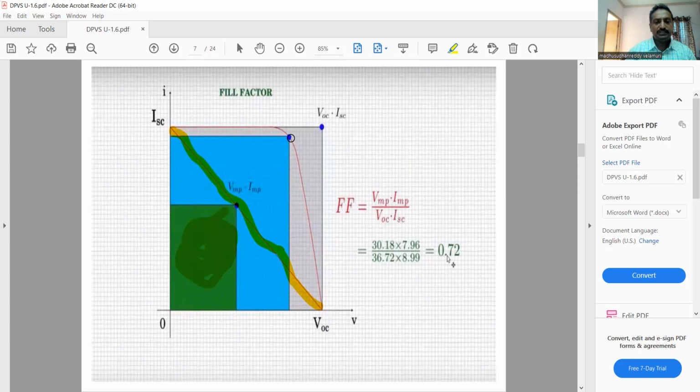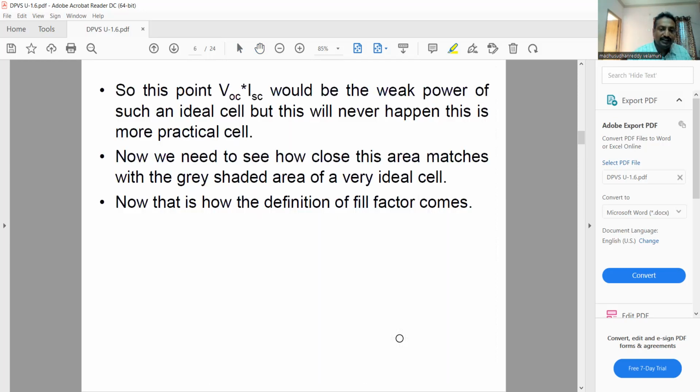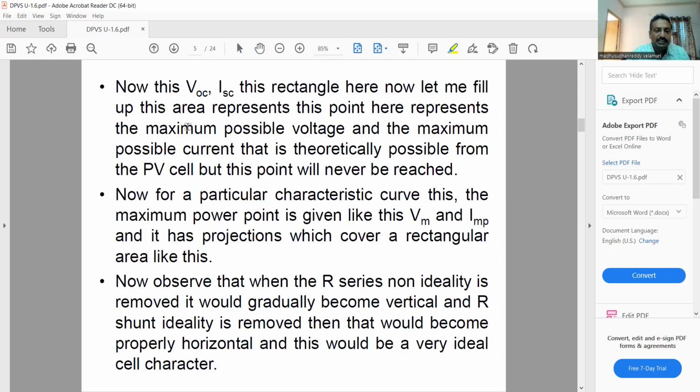So this is the area and this is the area, bad characteristics. For example, this is okay, good. And you compare with this. As per your data sheet, what is the VM, IM and what is the VOC, ISC? From this, 30.18 into 7.96 by 36, what is the fill factor? 0.72 is the fill factor. So it is the ability of a coil.